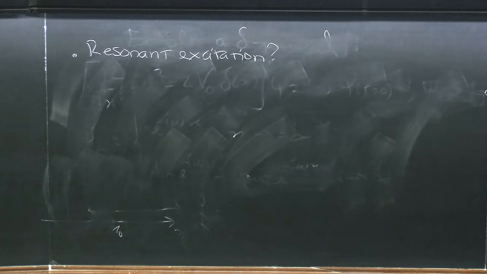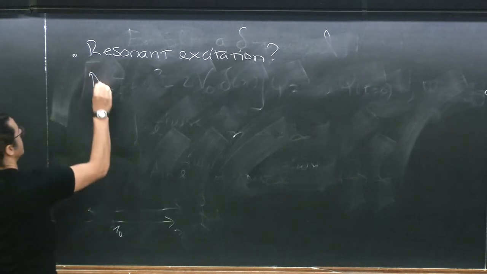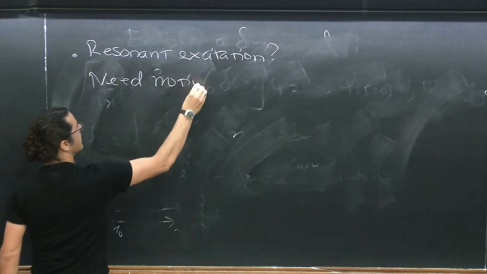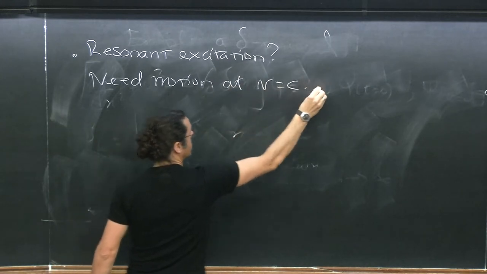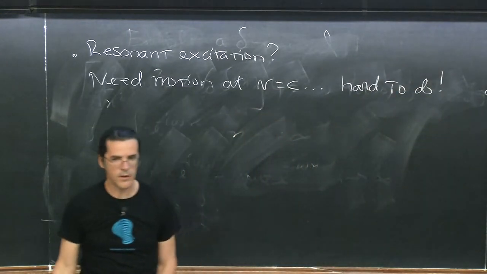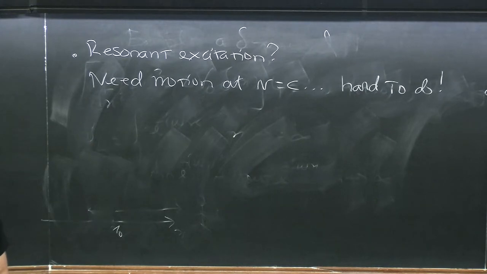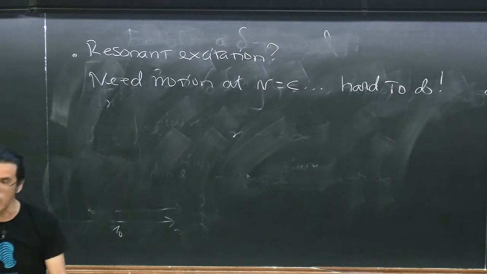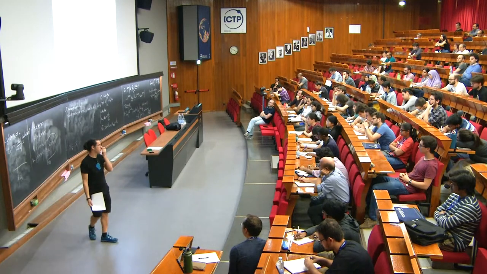If you think about the problem, the light ring is basically the innermost structure you have in the space-time, which also means it's the highest frequency you have in the problem. So if you want to excite resonantly the modes of a black hole, you'd need to find something that travels at the speed of light. So you need basically motion at v equals c. And this is very hard to do, because matter should basically stop existing at the innermost stable circular orbit, which has a lower frequency than the light ring.